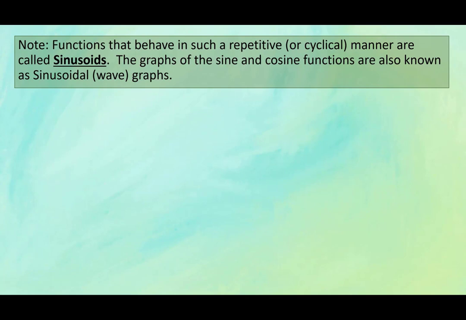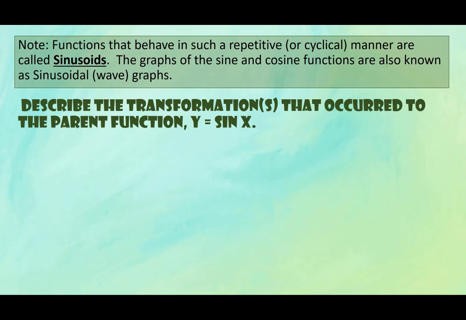So we're going to note that the functions that behave in such a repetitive or cyclical manner are called sinusoids. Okay, the graphs of sine and cosine functions are also known as the sinusoidal wave graphs. Okay, so what we're going to do is we're going to do a couple examples.